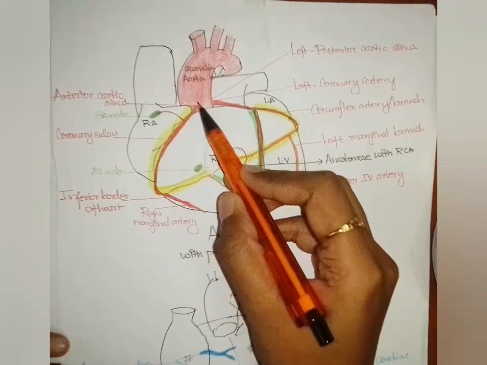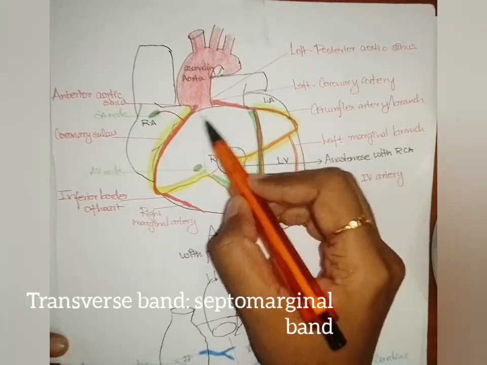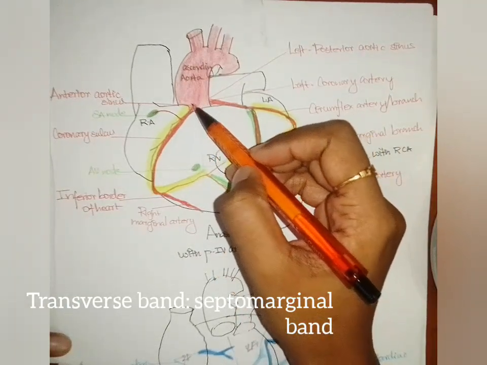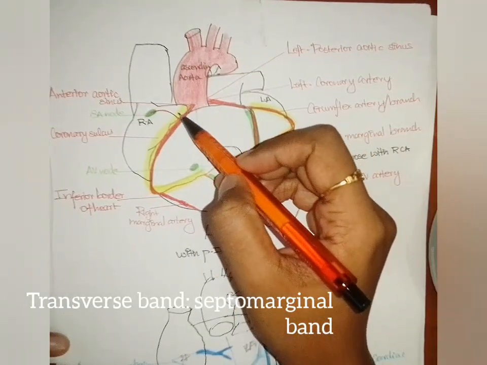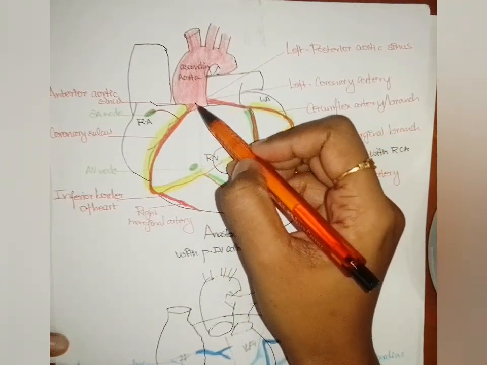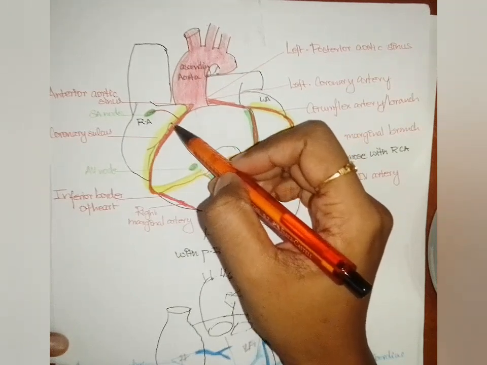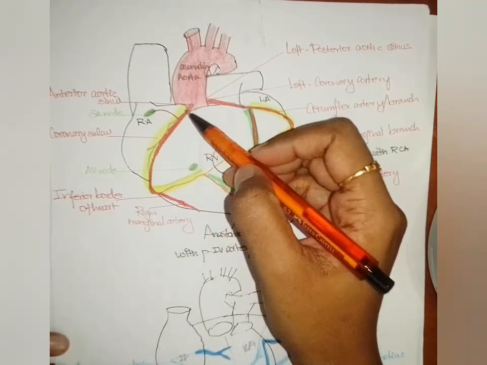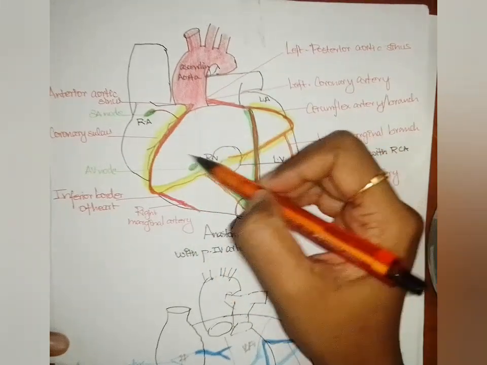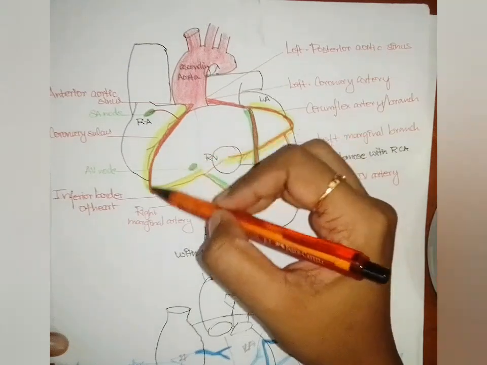The right coronary artery arises from the anterior aortic sinus. As you see, near the root of the ascending aorta, there is a minute dilatation called the aortic sinuses. There are two aortic sinuses, anterior and posterior. From the anterior aortic sinus, the right coronary artery arises. The right coronary artery runs in the coronary sulcus between the right atrium and the right ventricle. It then goes to the posterior aspect along the inferior border of the heart.